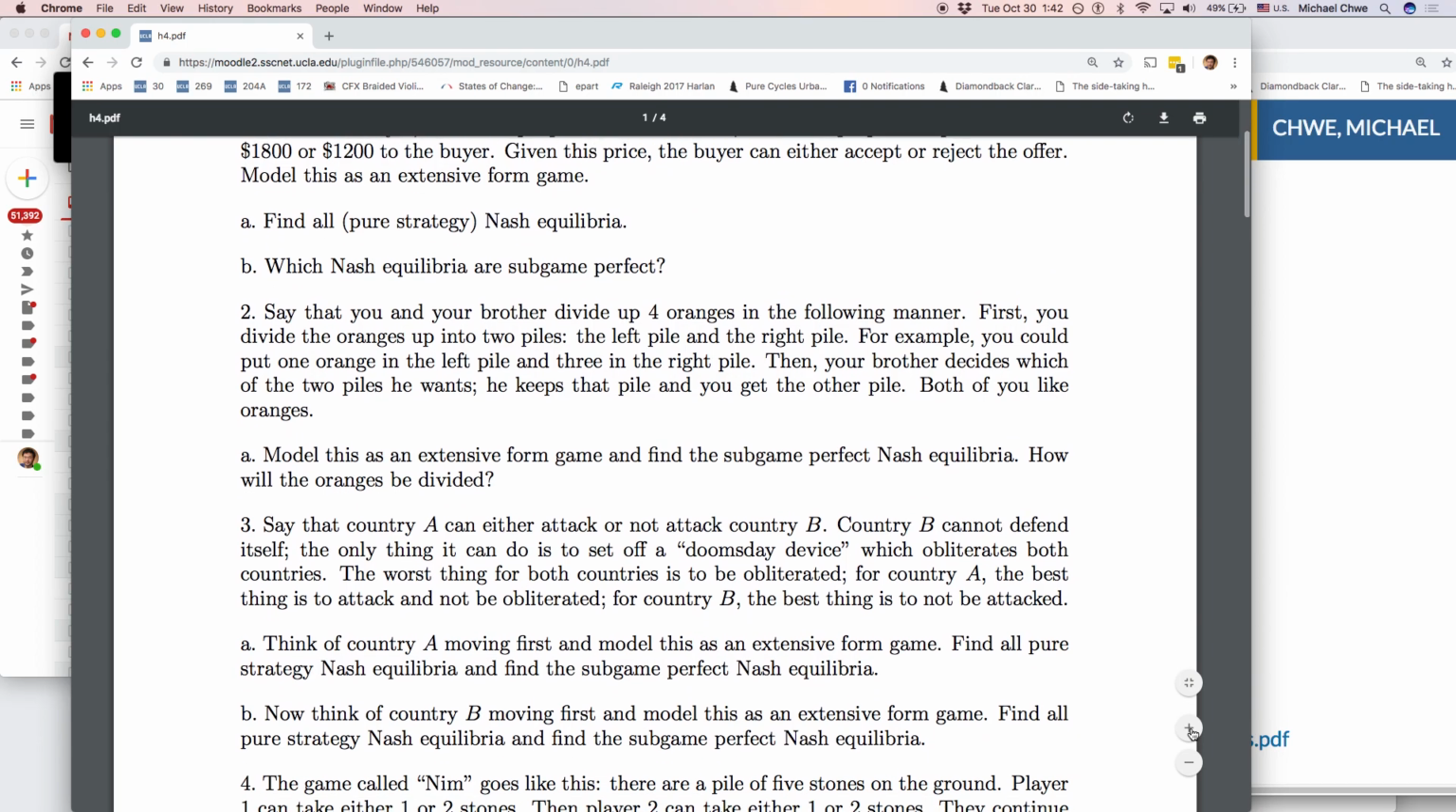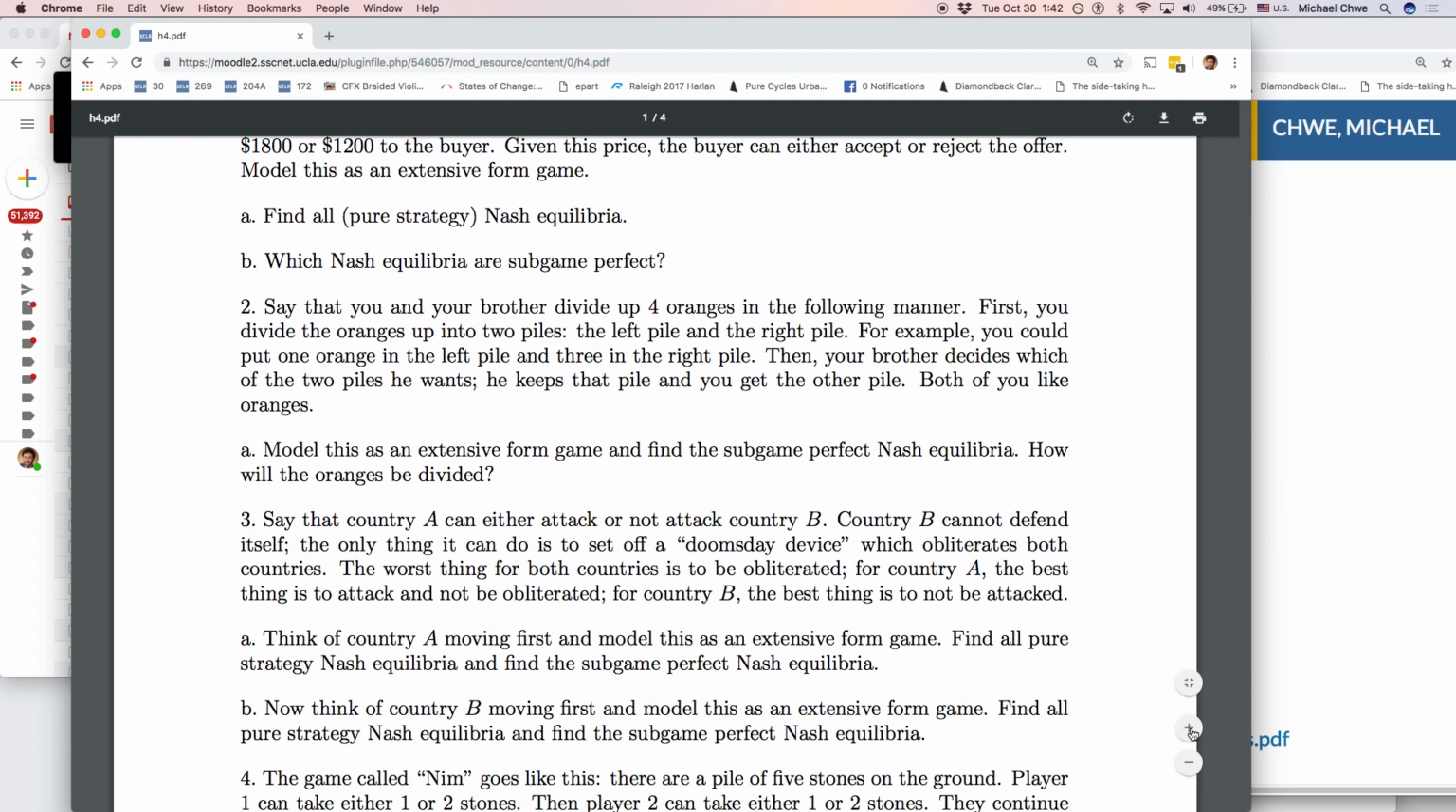Okay, let's do number 2. Okay, so you can divide up how many? 4 oranges from the left to right pile. So how many choices do you have? One question is, can I have a pile of 0 oranges? Let's say you can. We'll just keep it simple. So let's say, I think it's like this. Like 1 orange here. See what I'm saying? You could do 1, 3. What else could you do? 2 and 2. You can do 3 and 1.